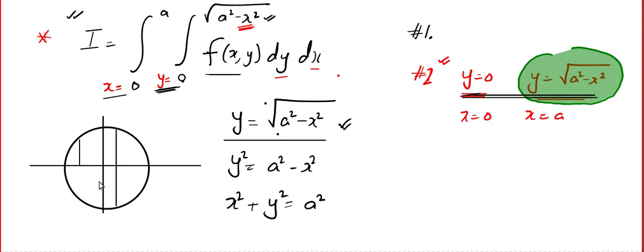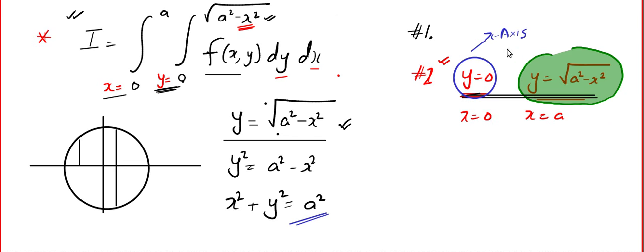So many possibilities are there. Now what we do is we will analyze all the limits. Now look at this, y equal to 0. Y equal to 0 means x-axis. Y equal to, this is a circle. Okay, so that gives me a clear idea.